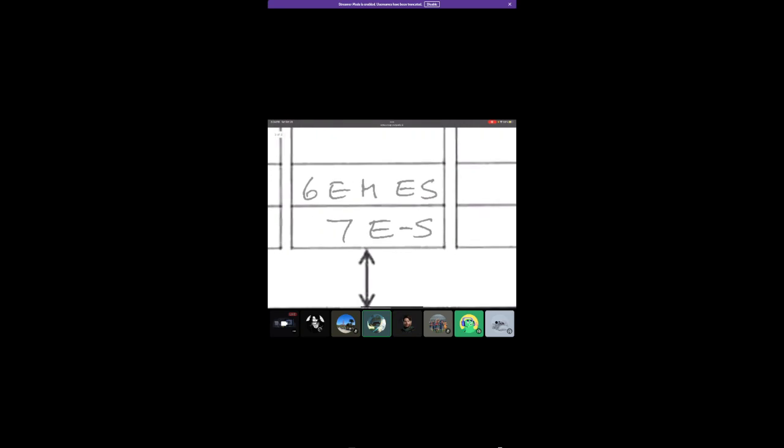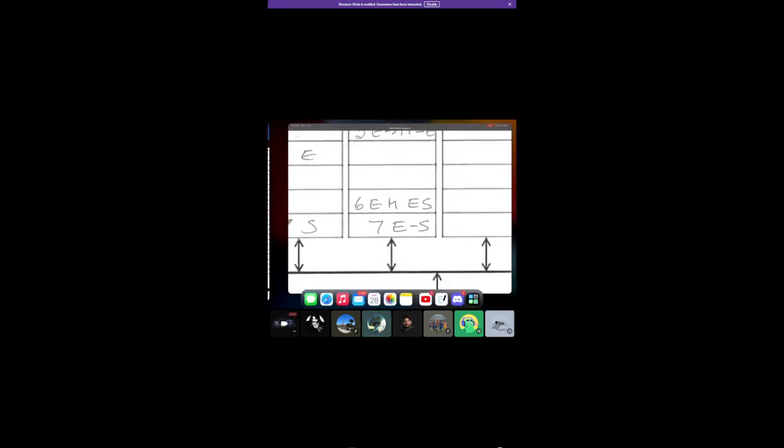Then 1 is 7. Then we have E. Yeah, then he shares it here. But that's incorrect. The final state should be E.